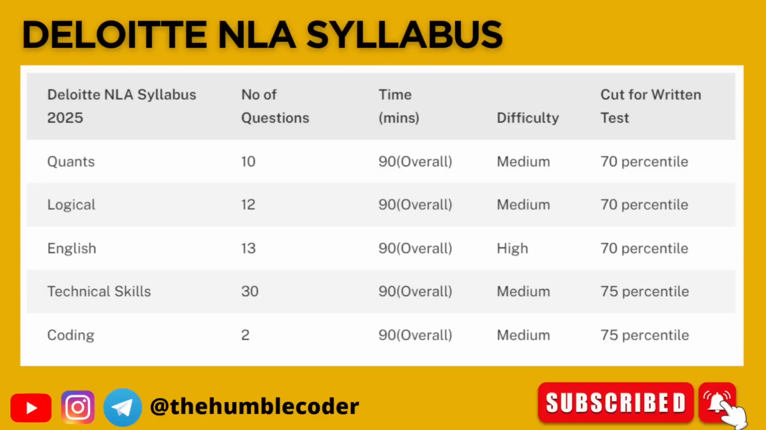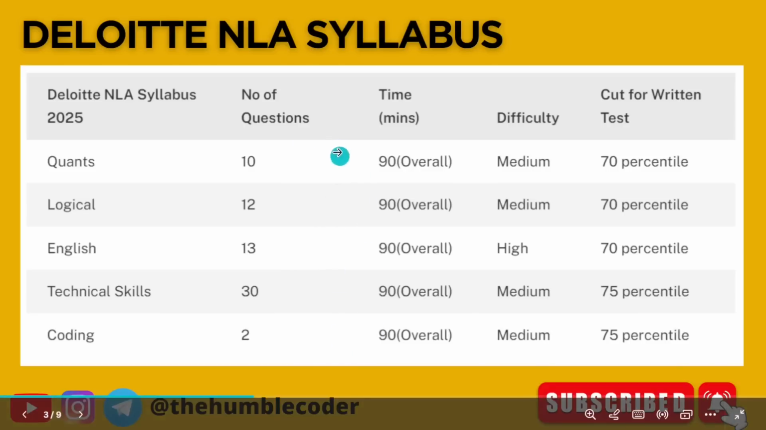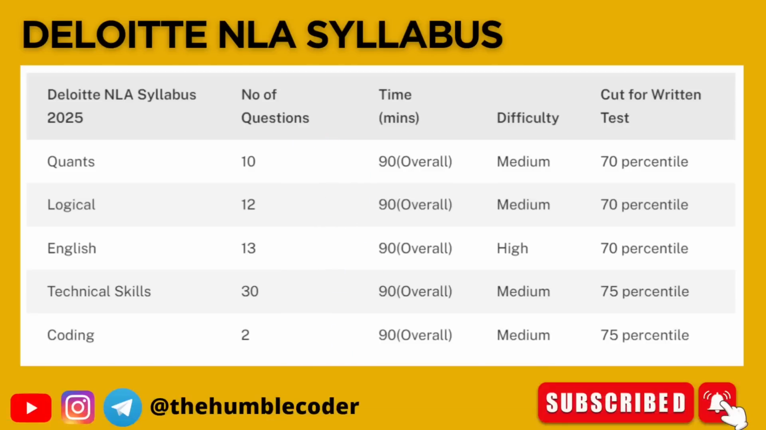So before we dive deep into solving today's questions, first let's understand the syllabus for Deloitte NLA, and then accordingly we will solve questions today. So in the Deloitte NLA syllabus we have 5 different sections. First one is our quant section, that is quantitative aptitude. In this we will get 10 questions, and the total amount of time that you will get for the exam is 90 minutes. There is no sectional time, so you don't have to consider that. The total examination is of 1 hour 30 minutes, and then these are the sections that you have.